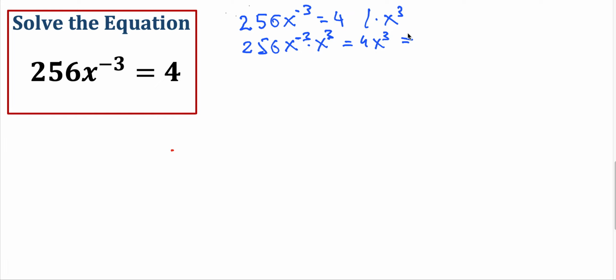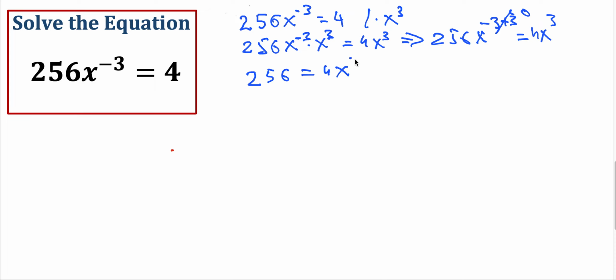And now this one we can simplify: 256 x to the minus 3. Because the base is the same, I can write the base and we can add the exponents. Minus 3 plus 3 is equal with 4x cubed. But minus 3 plus 3 is equal with 0, and x to the 0 is 1. 256 times 1 is 256. So what remains here is 256 is equal with 4x cubed.